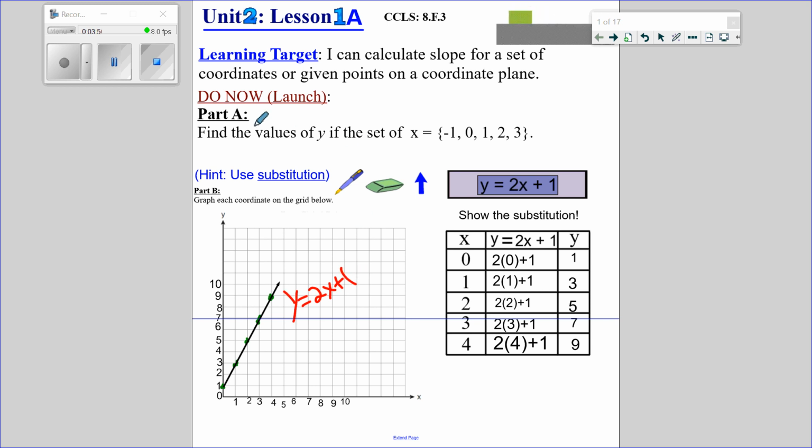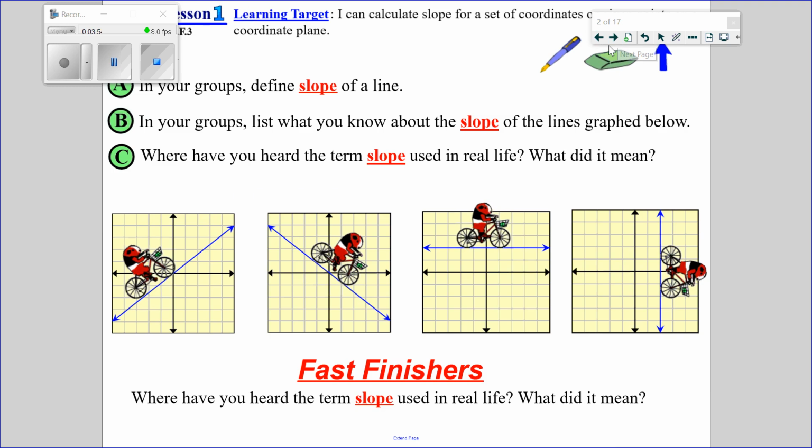Now we're going to the next slide. So now we're going to define what slope of a line is, and then we're going to list what we know about slope of lines, graph below, and then we're going to answer the question, where have you heard the term slope used in real life, and what did it mean? Well, to define the slope of a line, it's the slant or the steepness of a line.